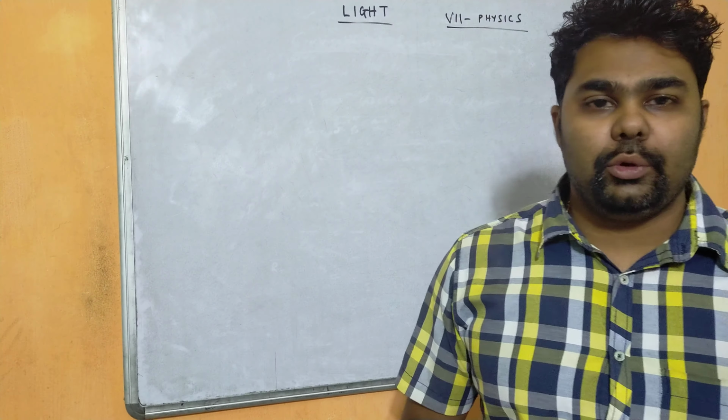Now the next question comes: how do we see objects? Whenever light falls on any object, a portion of light gets reflected back to our eyes, so we are able to see that object. Now it is very easy to see any opaque object. What is the meaning of opaque?